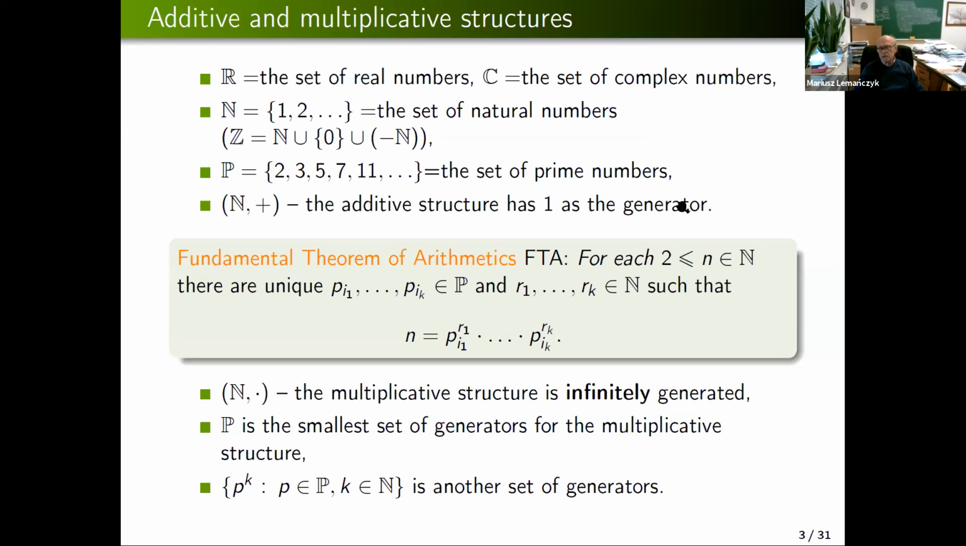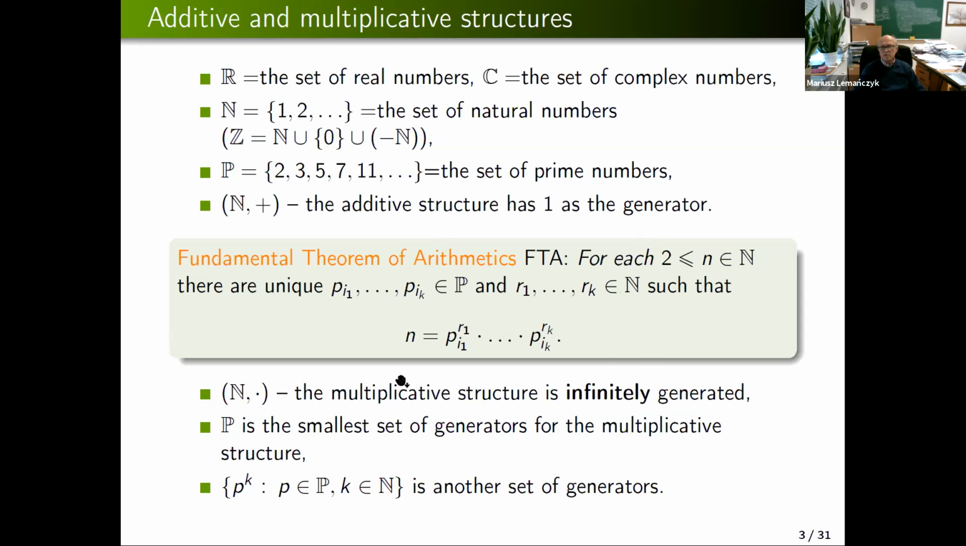But if you think about natural numbers, there are two basic operations you can make on this set. Namely, we can add natural numbers, and we can multiply them. And notice a difference between these two structures. The addition has a natural generator, which is 1. If I want to obtain any number n, then I just add 1 n times. But if you think about the multiplicative structure, the situation is more complex.